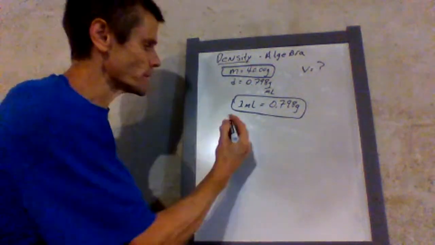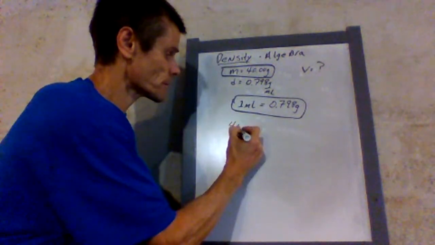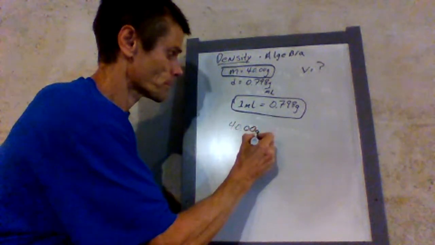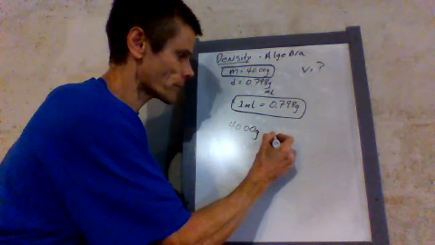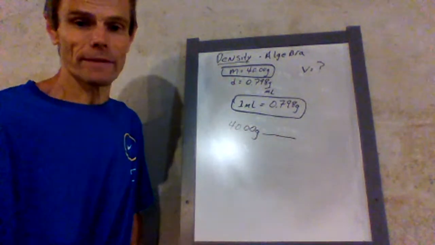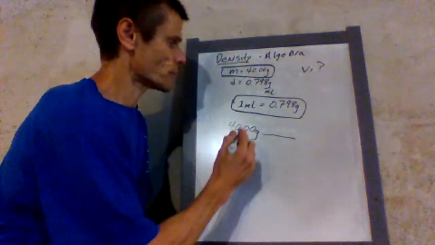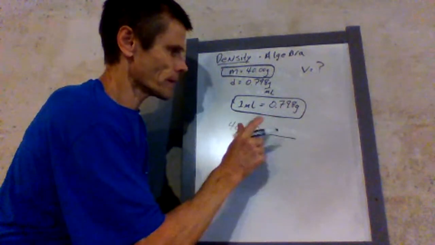So let's write down what's given to us, 40 grams. And let's multiply that by our conversion factor. Remember, when we write down a conversion factor, it has the units that were given in the denominator.